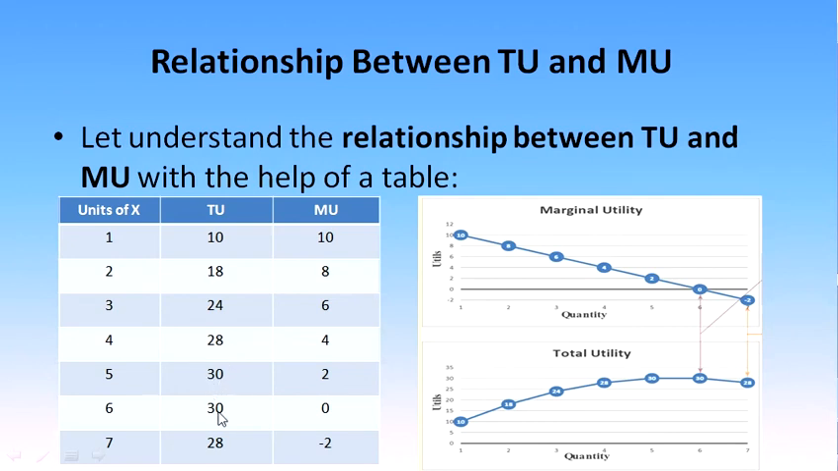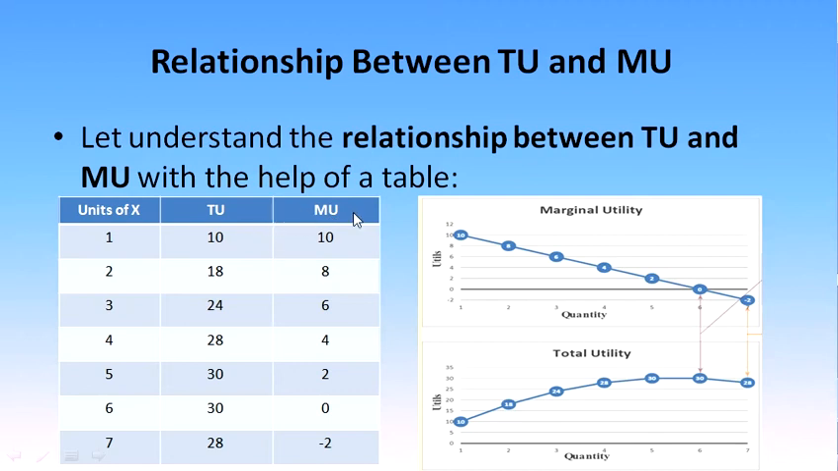After that, it becomes constant. When it becomes constant, when the consumer is fully satisfied, at that point it becomes constant. And even if the consumer consumes more amount of a commodity, then it will start falling. So this is the basic thing of total utility. Okay, so now let's go to marginal utility.